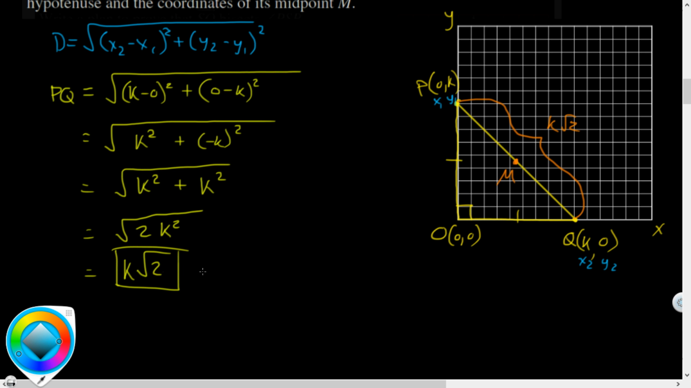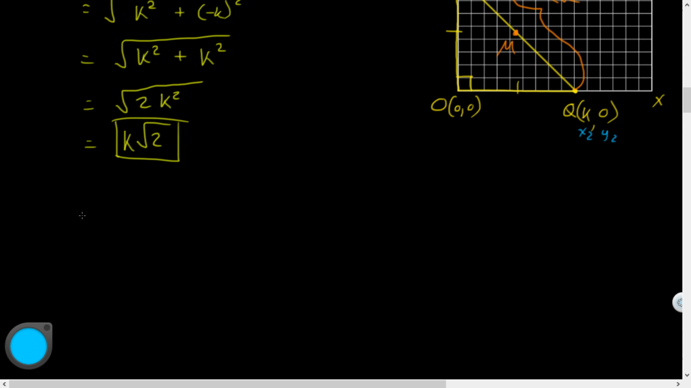All right, the midpoint formula. Does anyone know the midpoint formula? The midpoint formula doesn't give us a number, it gives us an ordered pair. And it is the average of the x's and the average of the y's.